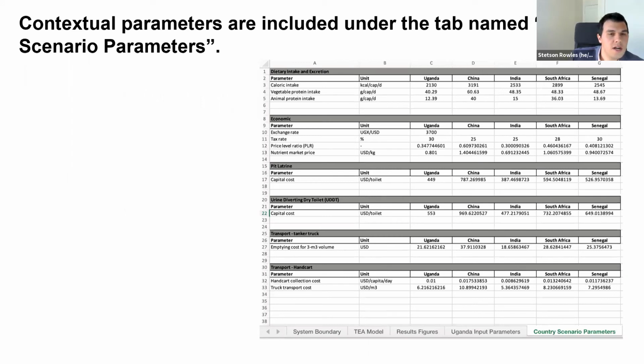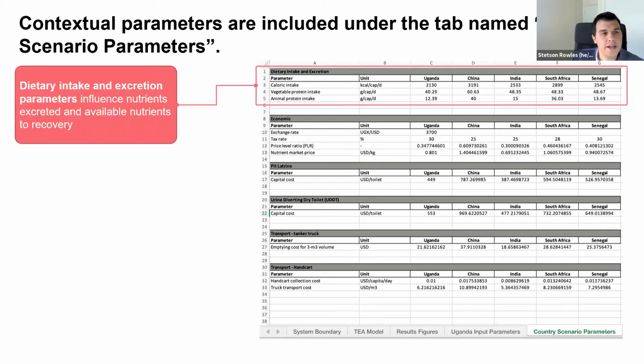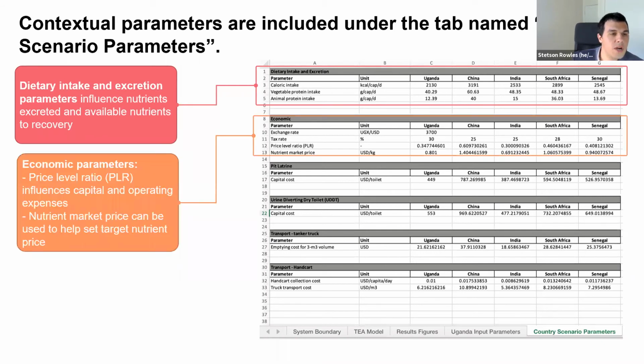And so this screenshot here shows the input that we considered for the country scenario parameters, and we'll just go through them one by one here. Next, please. At the top, you see dietary intake and excretion parameters for each country. So the countries are listed there, and then these contextual parameters underneath. And these are going to influence the nutrients excreted and the available nutrients to recover.